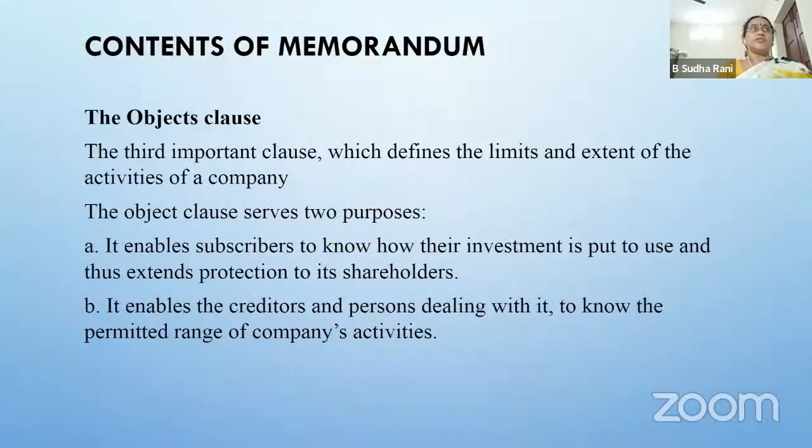The next one is the object clause. The object clause tells about the objectives of a company, based on which it is formed. The objectives of a company are generally classified into three types: primary objectives, secondary objectives, and objectives which are not included in the first two stages.